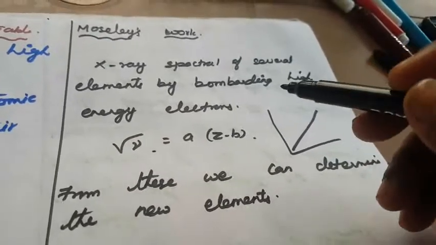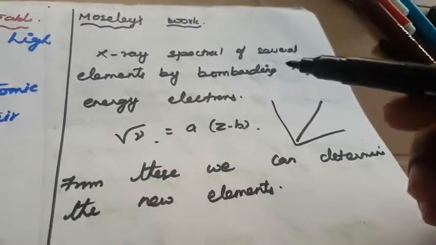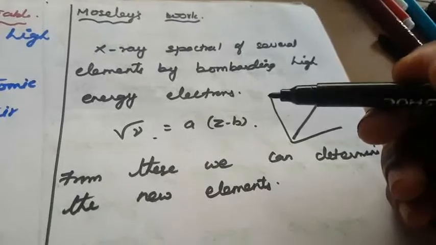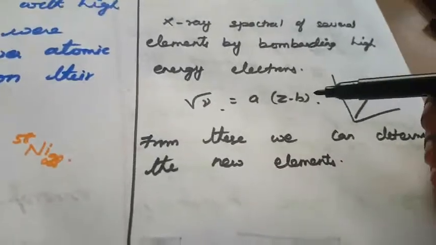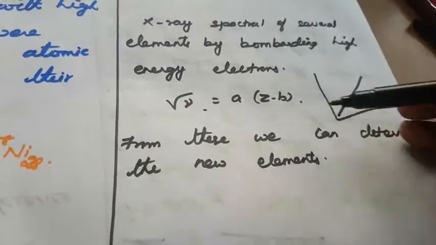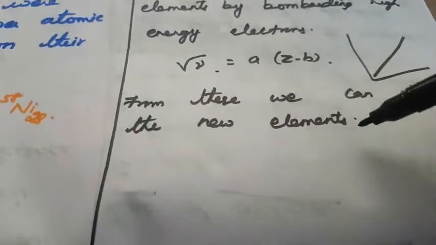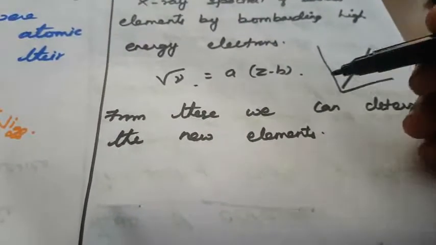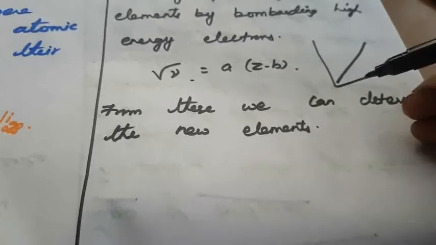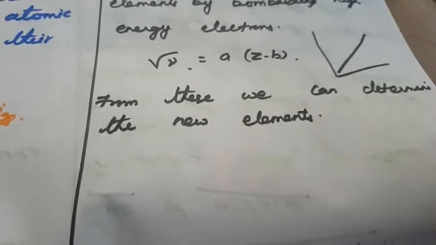So what is Moseley's work? He worked on the X-ray studies of the newly obtained element. From the energy of the electron, he plotted the graph between the frequency and the atomic number. It was used to determine the atomic number from this table, so he identified the new element.